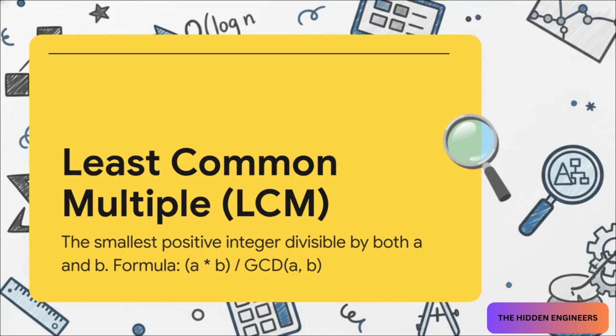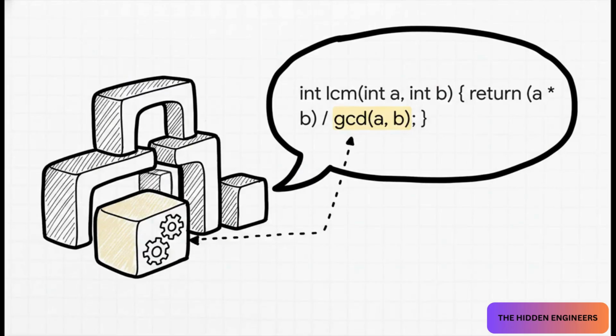Okay, so once you have the GCD, getting the LCM is super easy. The least common multiple is just the smallest positive number that's divisible by both A and B. And the crucial thing to remember is this formula. The LCM of A and B is simply A times B divided by GCD(A, B). They're directly connected. And just like you'd expect, the code is dead simple.